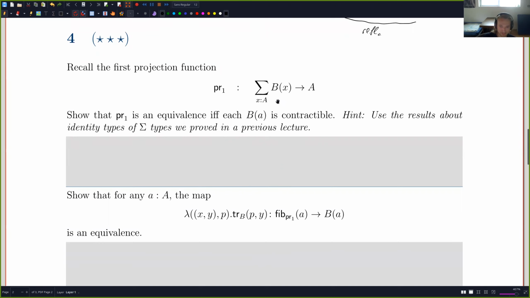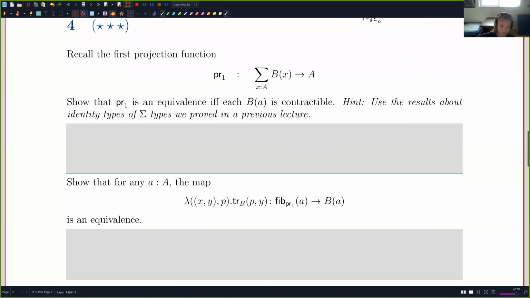Recall the first projection function from a sigma type here, and we want to show that this first projection is an equivalence if and only if each B of A is contractible. So yeah, let's follow this.